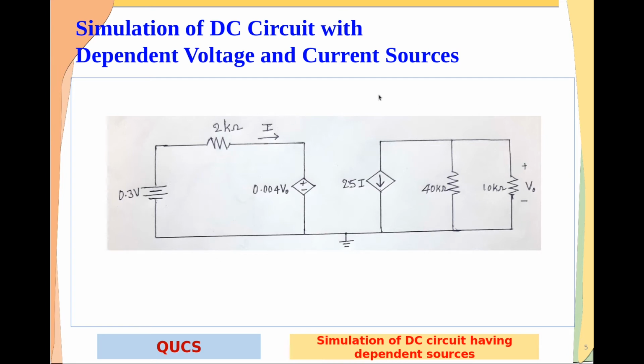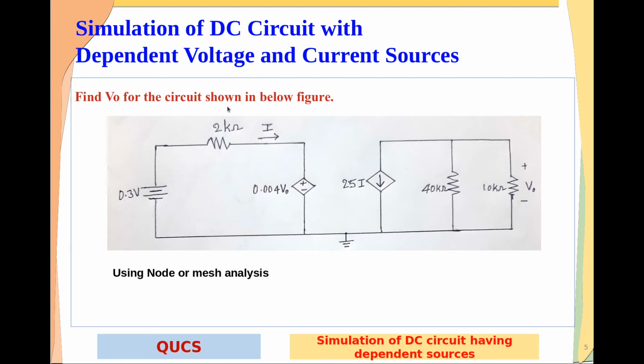So basically this is a hybrid equivalent model of a transistor. So I don't go through what this circuit is, but we want to simulate this circuit, and we want to find V0, which is the output voltage for this circuit. Here, if we apply node or mesh analysis, we'll get V0 is equal to minus 50 volts theoretically.